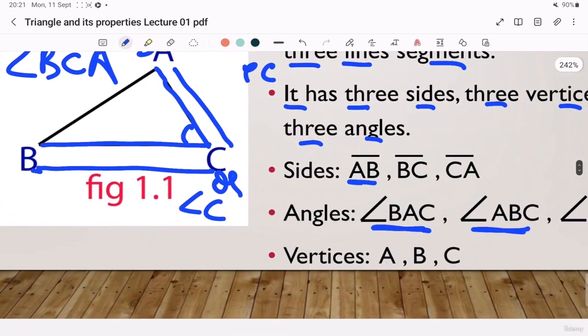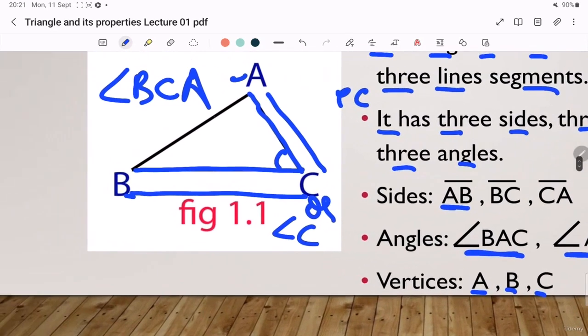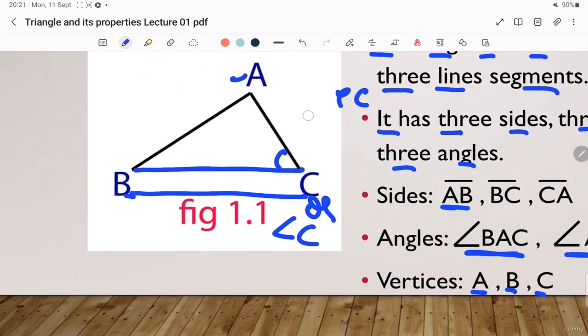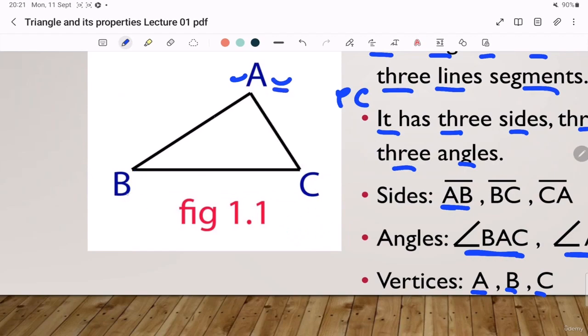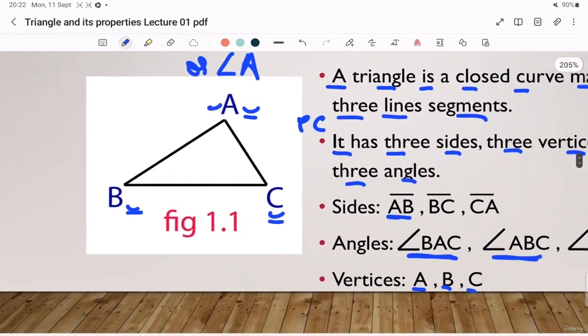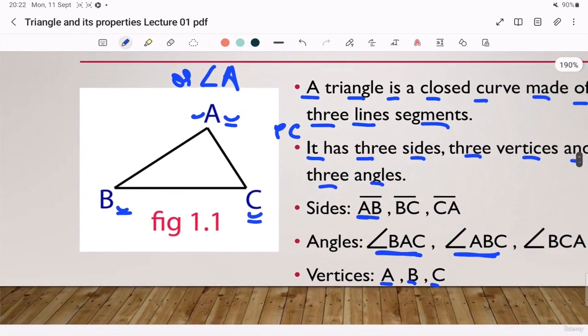And we have vertices A, B and C. We have already seen what are vertices. This is vertex A, this is vertex B, this is vertex C. So in this video we have seen what is a triangle.